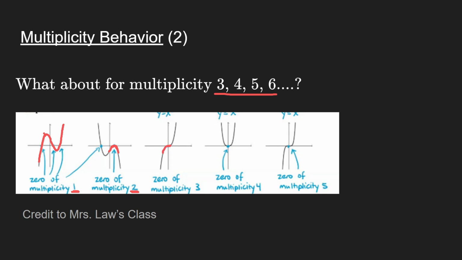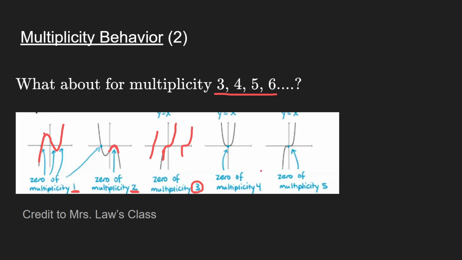So for a multiplicity of 3, there is a little bit of space here that identifies it as a multiplicity of 3. So you can say it like that. Instead of multiplicity 1, where it cleanly passes through, we're going to have this little bit of space here, like that. So it passes through like that.